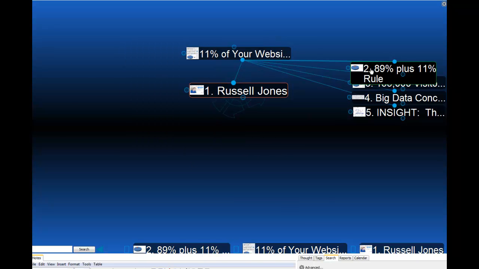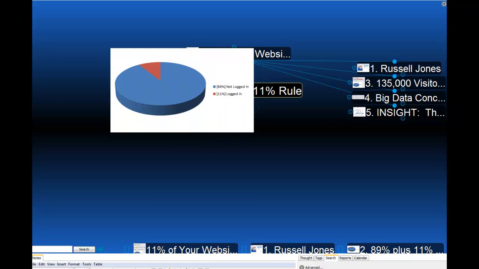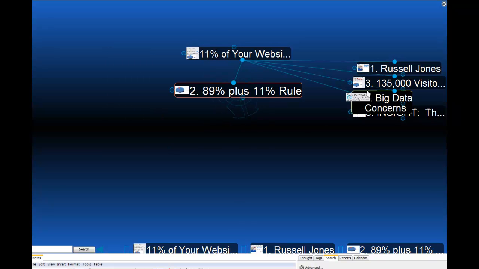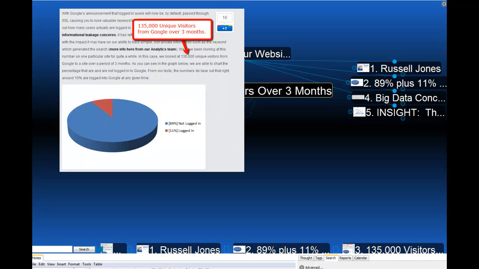And really interesting stuff. The essence of the article is that 89% are not logged in, in his testing, and 11% were logged in. Now, I know a lot of you are testing fiends, and some of you are just business owners that watch my videos, so yes, there are always discrepancies in the way that people test, but I think it was a valiant effort on his part overall, regardless of his conclusions. 135,000 visitors over 3 months were tracked.